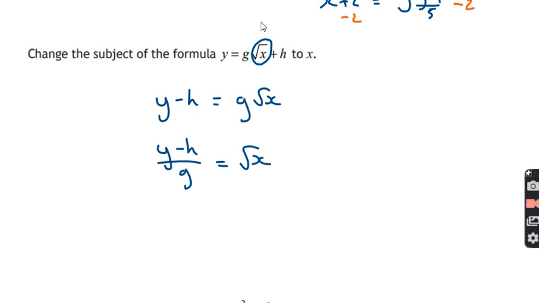How do I get rid of a square root sign? Opposite of a square root is a square. So (y take away h) over g, and that would be everything squared, is equal to x.